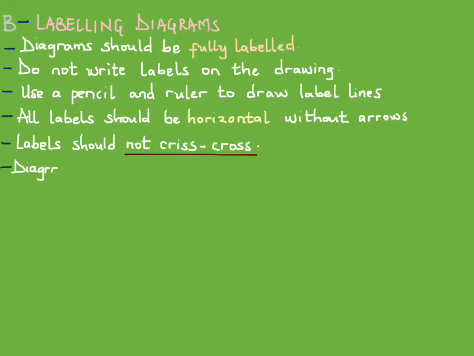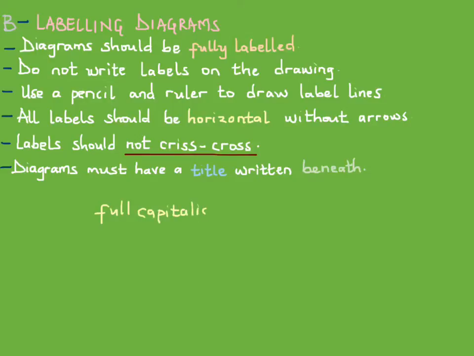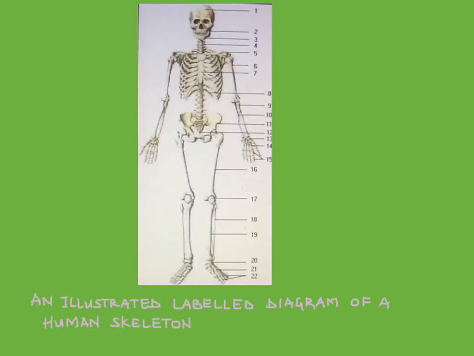Finally, all diagrams must have a title written beneath. In writing the title, either all the letters must be uppercase letters, or if written otherwise, the title must be underlined. Let us now look at this illustrated diagram of a human skeleton labeled 1 to 22.